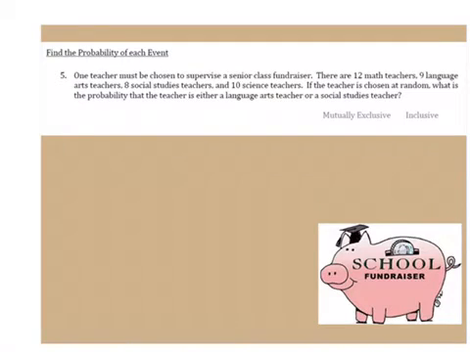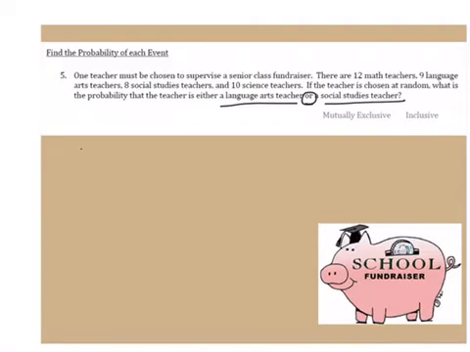So let's look at some examples here. Number 5: one teacher must be chosen to supervise a senior class fundraiser. There are 12 math teachers, 9 language arts teachers, 8 social studies teachers, and 10 science teachers. If the teacher is chosen at random, what is the probability the teacher is a language arts teacher or a social studies teacher? So "or" tells me I'm going to add, and here's how I'm going to look at this.